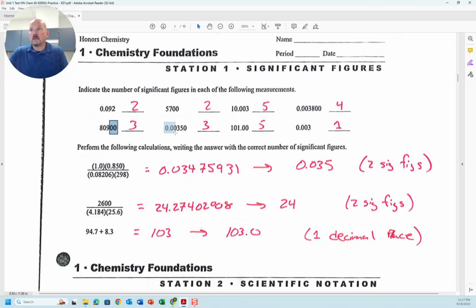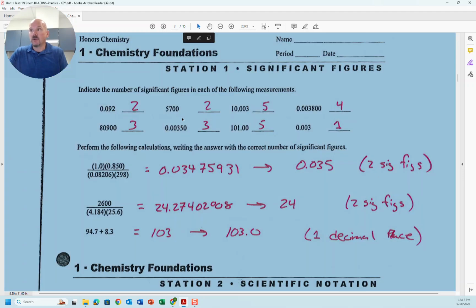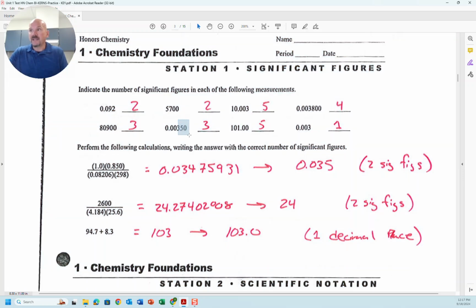Okay? Leading zeros, not significant, so I don't worry about those. That's a trailing zero. I see the decimal point, so that is significant. 3 sig digs. Okay? Here we go. That zero is significant because it's captive. Those 2 zeros are significant because they're trailing and I see the decimal point. So 5 sig digs. This number as written only has 1 sig dig because those are leading zeros, never significant. Okay.